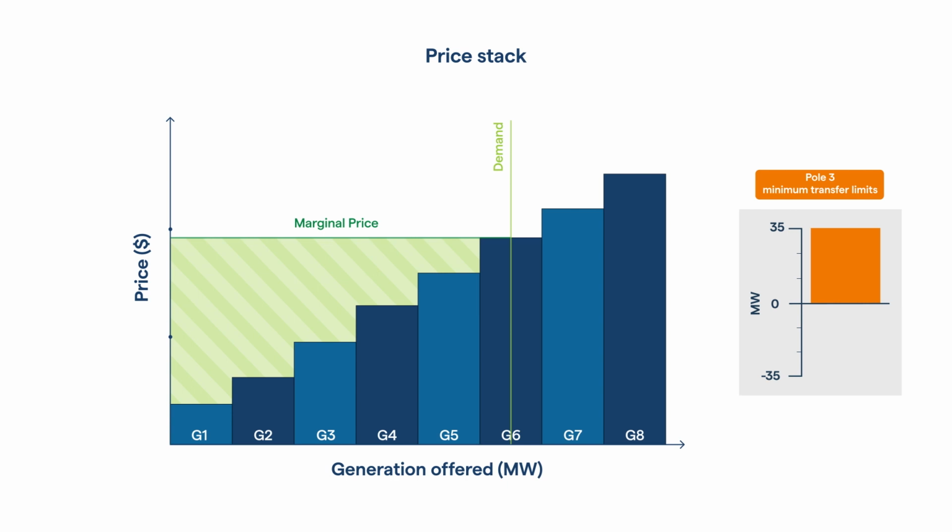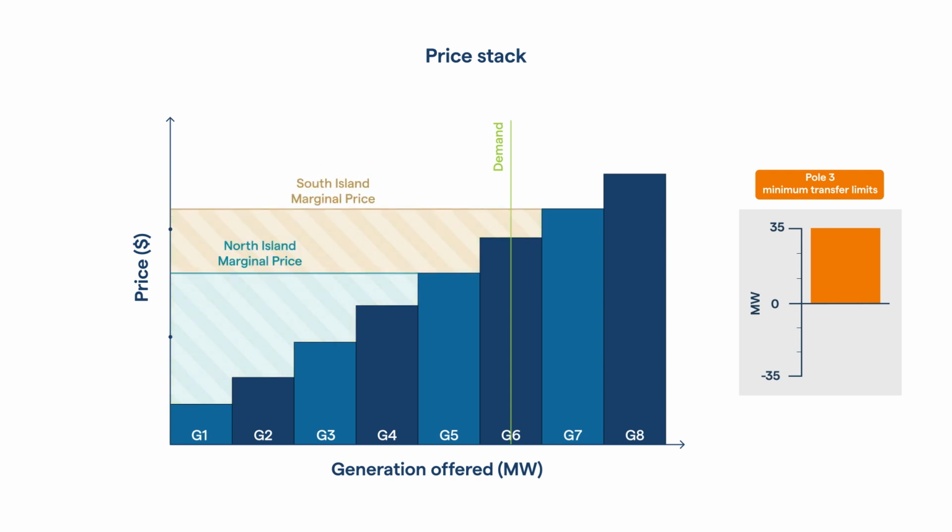When keeping the pole on at 35 megawatts north, more expensive South Island generation is dispatched on, while some cheaper North Island generation is dispatched off. This leads to a price separation between the two islands. This price separation will be immediately visible following the RTD dispatch.